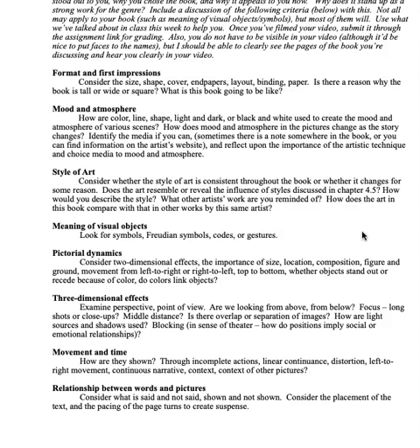The next category is pictorial dynamics. So consider two-dimensional effects here. Consider the importance of size, location, composition, figure, and ground, movement from left to right, right to left, top to bottom, the movement of your eye throughout the book, and where your eye is directed as you're turning the pages, whether objects stand out or recede because of color. Do colors link objects together? Do they relate them somehow?